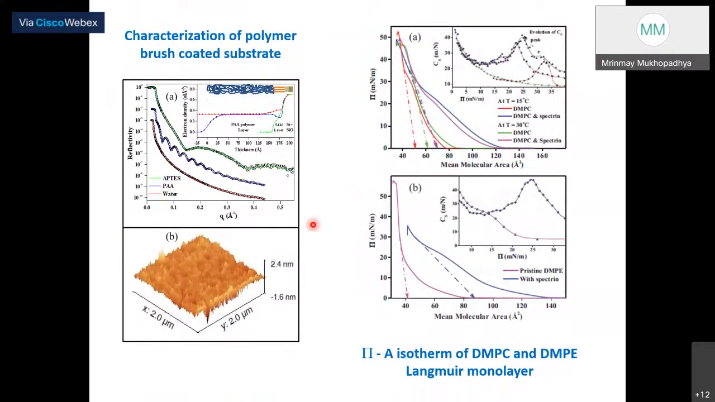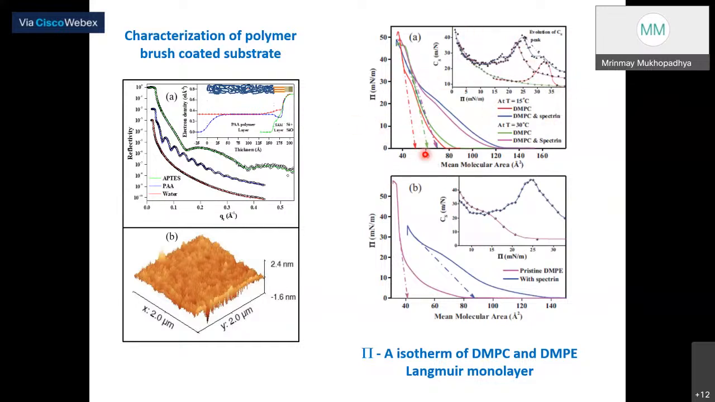So what we have done is take DMPC and DMPE, these two lipid molecules, and then add spectrins. I'm just mentioning it, I'm not going into details. This is called a phase diagram.